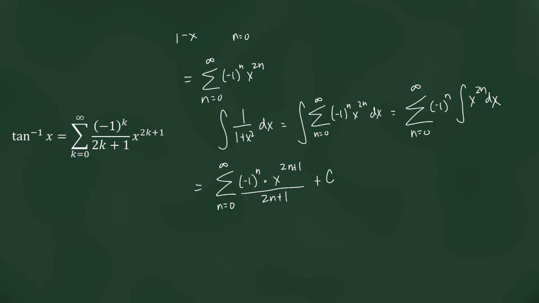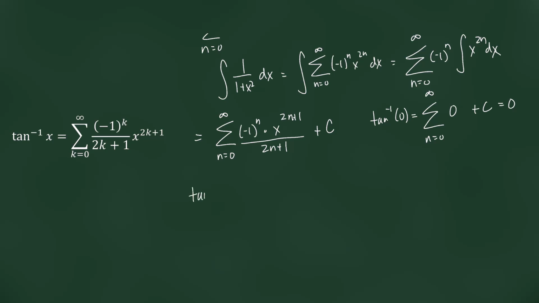So now we have to think about inverse tangent of 0. If we use this here, that's got to be this sum from n equals 0 to infinity of (-1)^n times 0, plus c. But inverse tangent of 0 is 0. So we get that our c value is 0. So now we know that inverse tangent of x can be written as this series: (-1)^n, x^(2n+1), all over 2n+1.